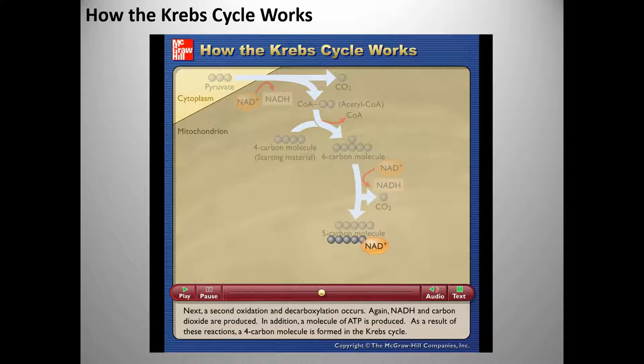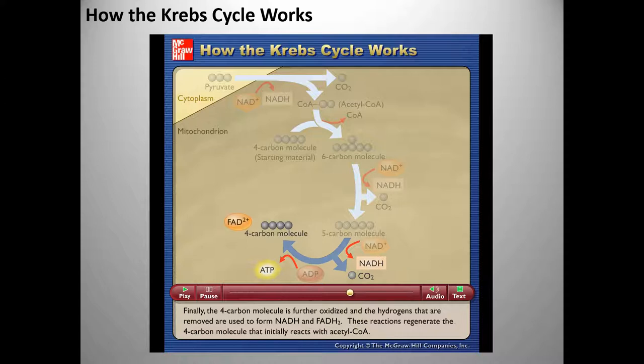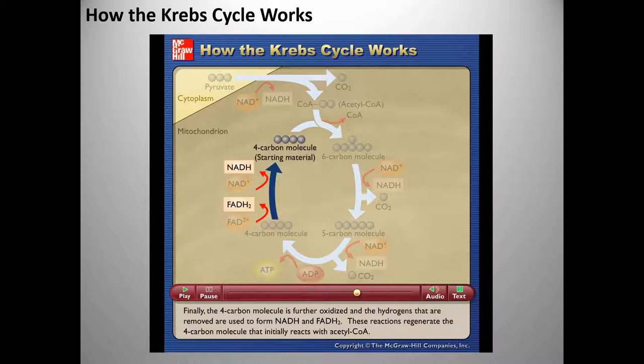Next, a second oxidation and decarboxylation occurs. Again, NADH and carbon dioxide are produced. In addition, a molecule of ATP is produced. As a result of these reactions, a four-carbon molecule is formed in the Krebs cycle. Finally, the four-carbon molecule is further oxidized, and the hydrogens that are removed are used to form NADH and FADH2. These reactions regenerate the four-carbon molecule that initially reacts with acetyl-CoA.